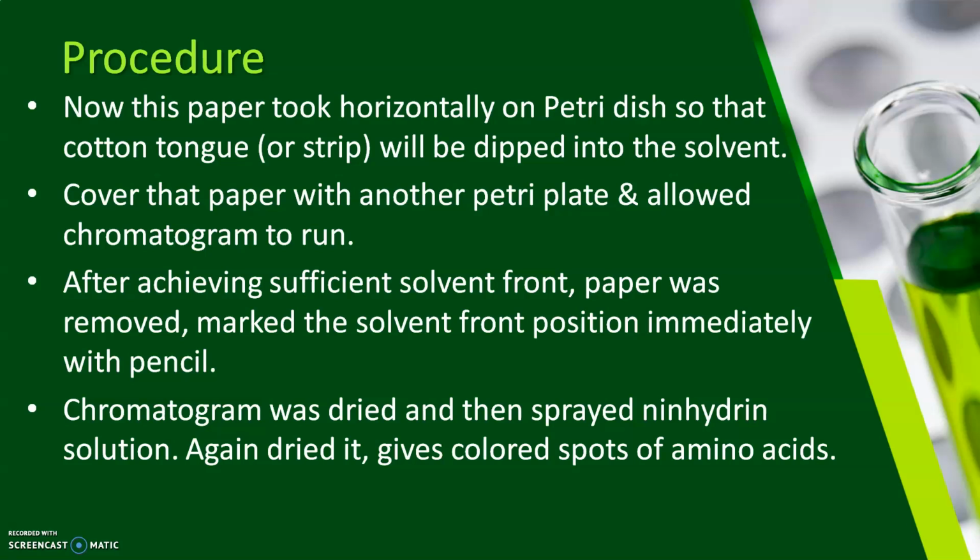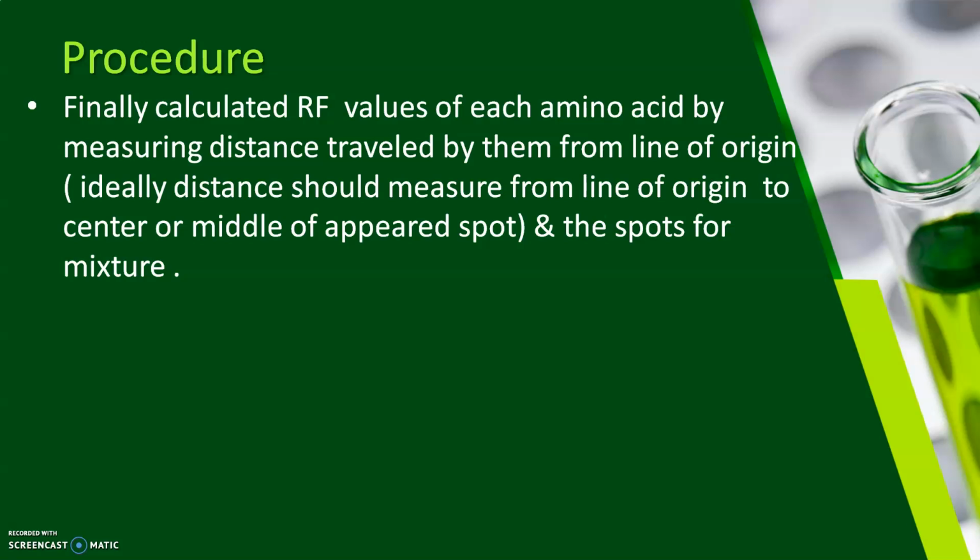Then the chromatogram was dried and sprayed with ninhydrin solution and dried again, which gives colored spots of the amino acids. Finally, calculate the RF value of each amino acid by measuring the distance traveled by them from the line of origin. Ideally, the distance should be measured from the line of origin to the center of the appeared spot, and the spots for the mixture.